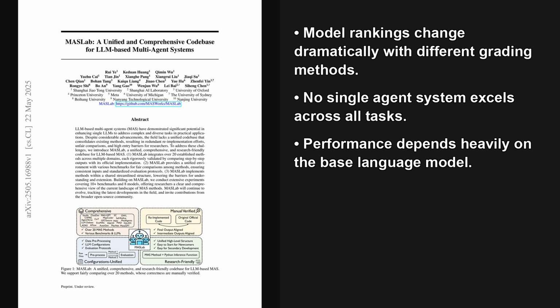Today we're kicking things off with a paper that's been trending called MASLab, a unified and comprehensive codebase for LLM-based multi-agent systems. The key idea here is to solve a major headache in a growing field. Researchers are increasingly using what are called multi-agent systems, which are basically teams of LLMs working together on complex tasks. The problem is, everyone has been building their own systems from scratch, making it really hard to compare methods fairly. This paper introduces MASLab, a single, unified codebase that standardizes everything.